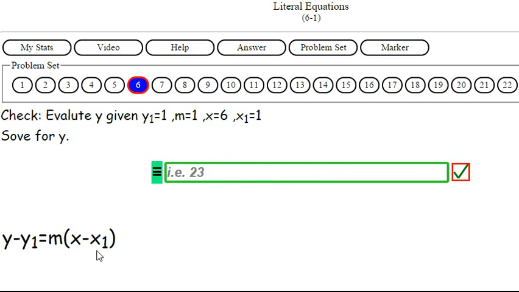Down here, we're going to do this generally. Solve for y. Let's write that down. Y. This equation look familiar to you? It should. Because this is the point slope form of a line. It's called the point slope form. Maybe you don't know, but I'm telling you. Something you're going to see over and over again.